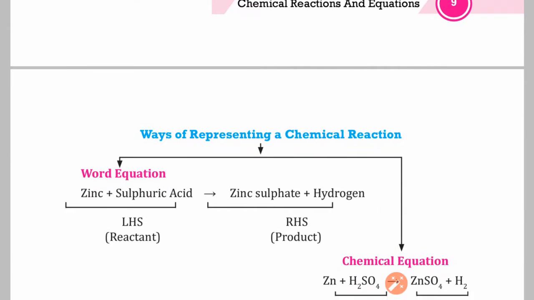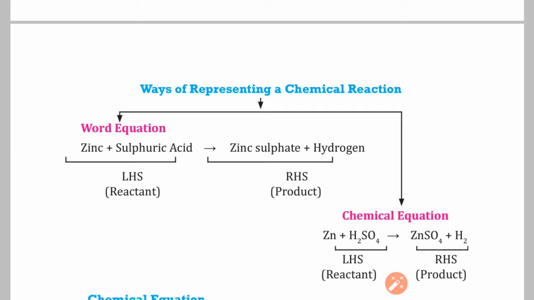Ways to represent chemical reactions. One form of representing it is in word form and the other is in chemical, symbolic form. For example, you can write complete words: zinc when added to sulfuric acid releases hydrogen gas with formation of zinc sulfate, or it can be written as Zn plus H2SO4. The left hand side part is called the reactant and the right hand side part is called the product. Zinc plus H2SO4 giving ZnSO4 plus H2.